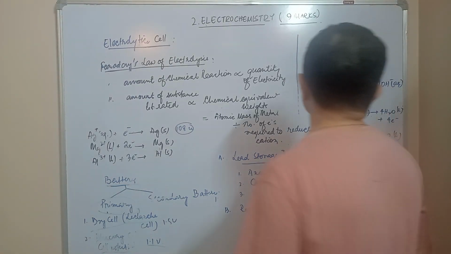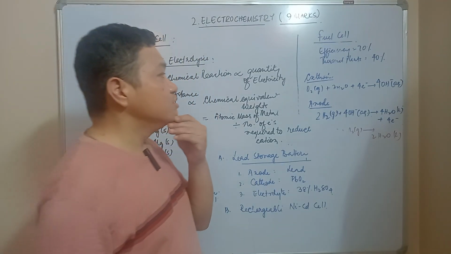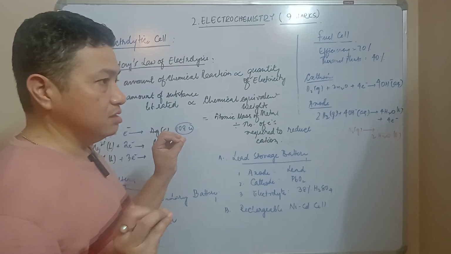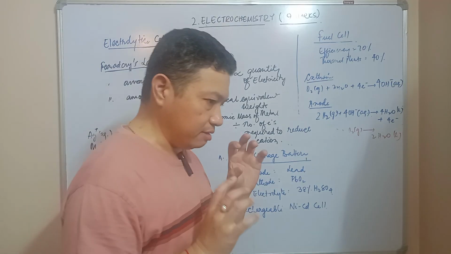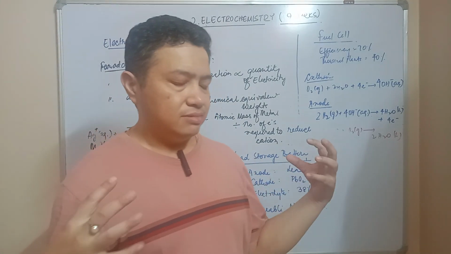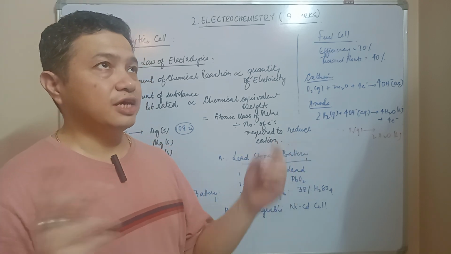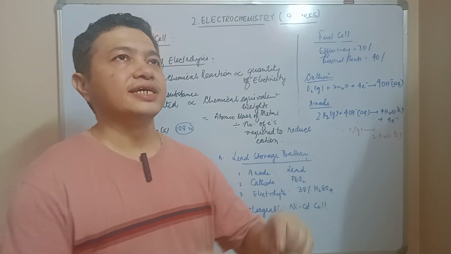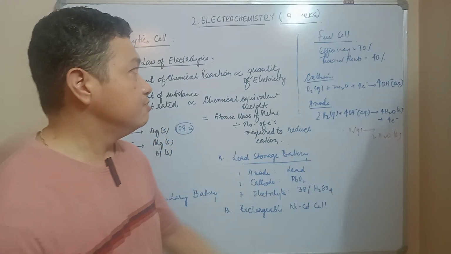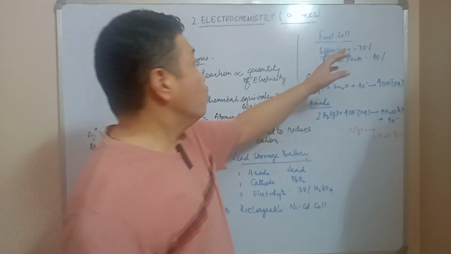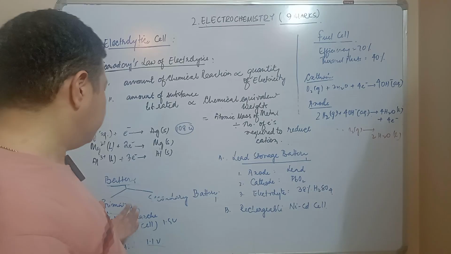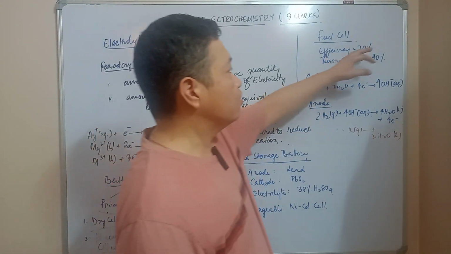One more cell is called the fuel cell. What happens is the fuels, that means the anode and cathode materials, are supplied continuously, so that electricity is generated continuously. For example, the efficiency of a fuel cell is much more than that of primary or secondary batteries. The efficiency is around 70%.